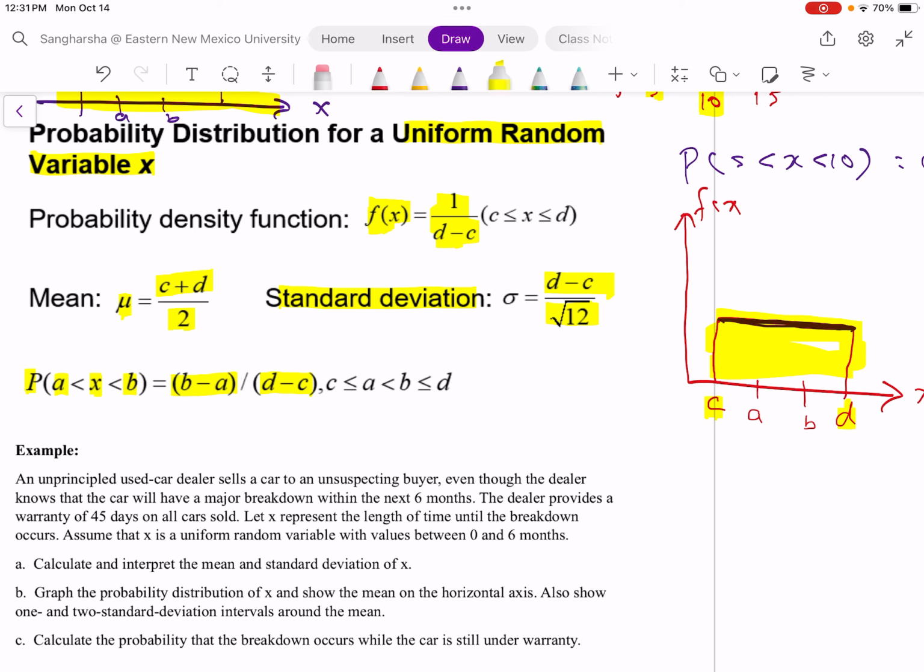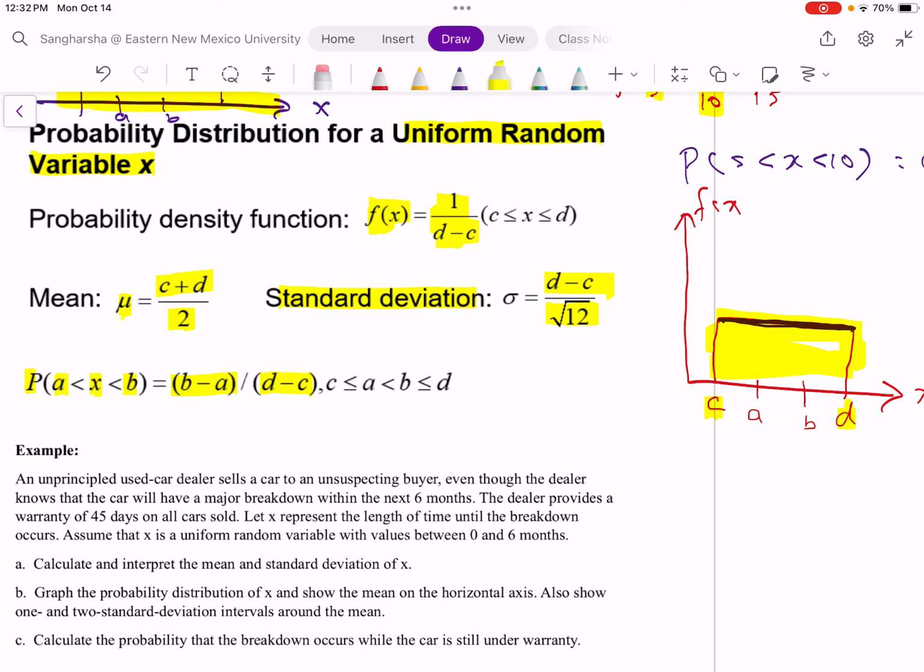You use these formulas only when we have what kind of distribution? Uniform distribution, and that keyword uniform will be given in a problem. So if you have a problem where you see a uniform distribution, you are using these formulas to find the function, mean, standard deviation, and the probability.